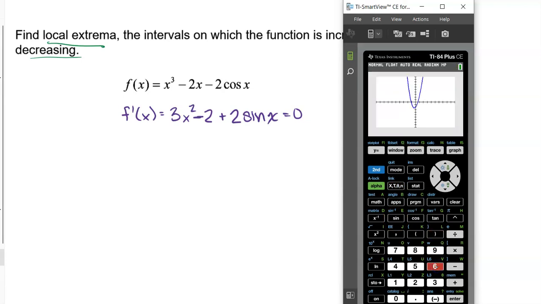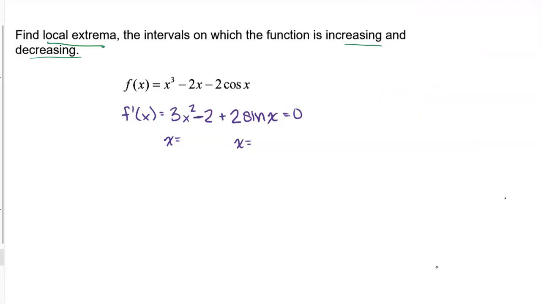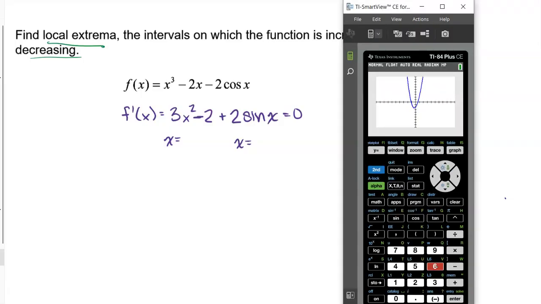So I'm going to graph that. And I'm going to find the zeros of this function in order to solve this. Feel free to fast forward through this part of the video while I use my calculator to find the zeros.